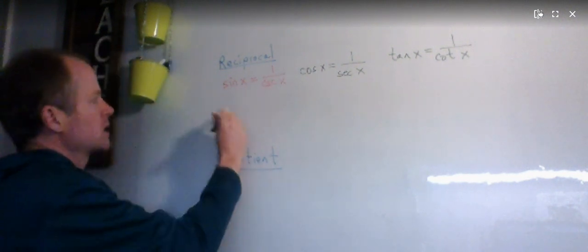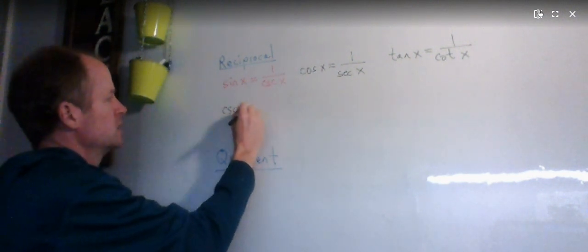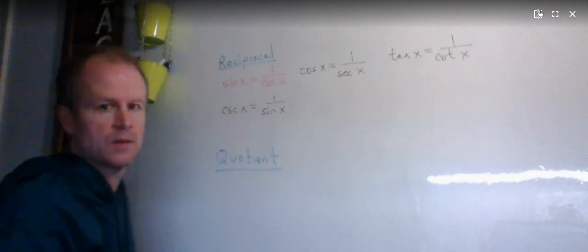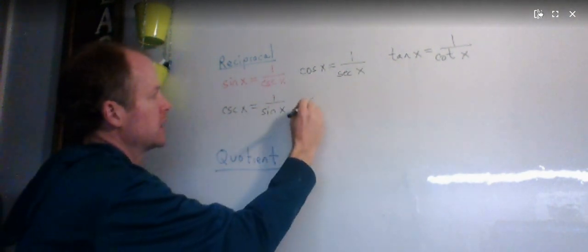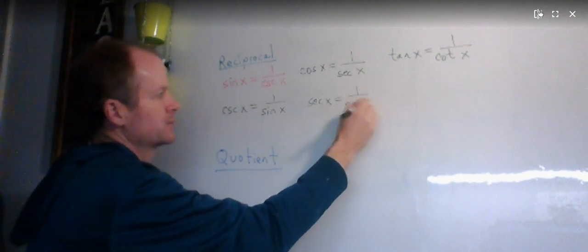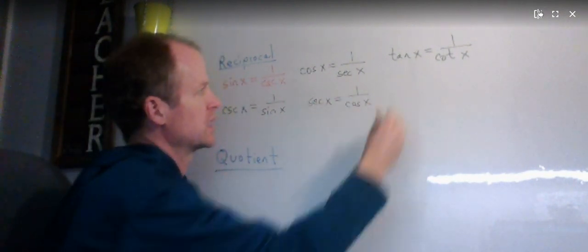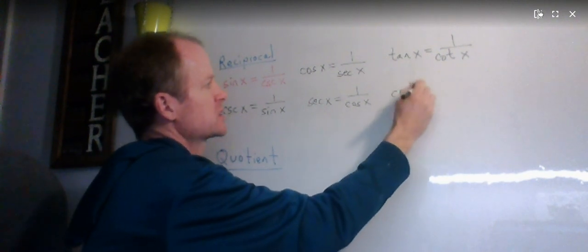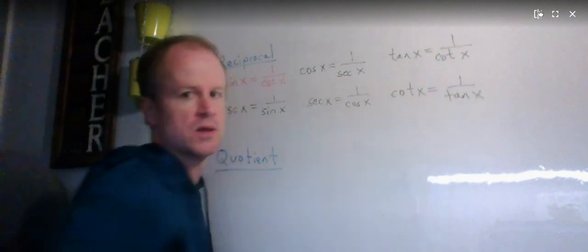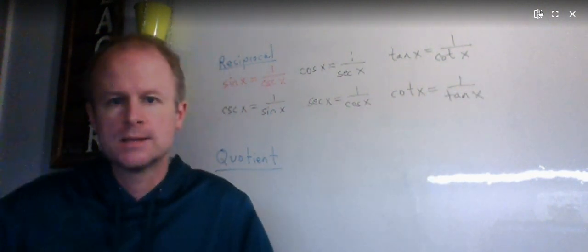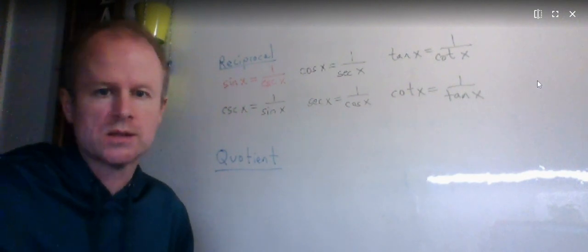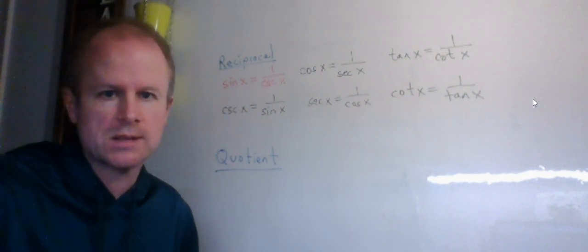Along with those, we could say that cosecant of x is the same as 1 over sine of x. We could say that secant of x is equivalent to 1 over cosine of x. And we could also say that cotan of x is equivalent to 1 over tan of x. So these are called the reciprocal identities, and these are probably the most basic identities. They should look somewhat familiar to you. You've seen this idea already.